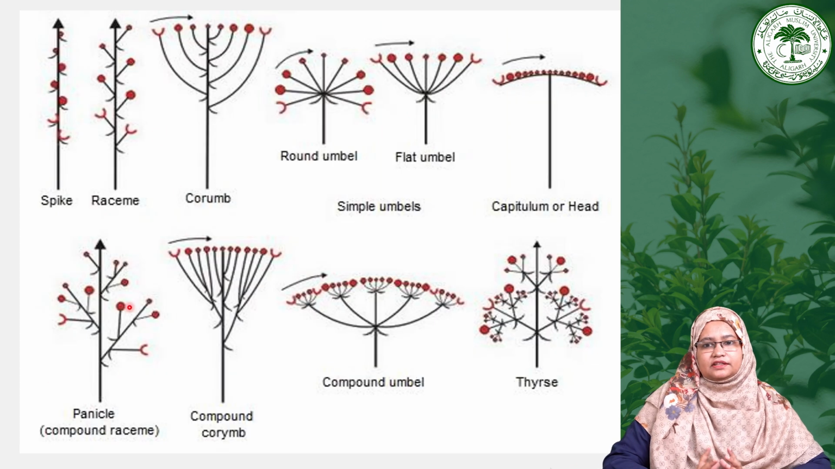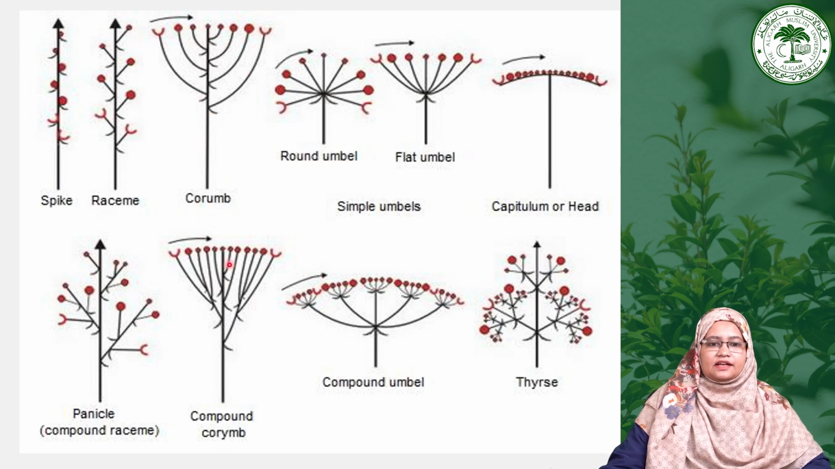And if we summarize all the racemose types of inflorescence, these are the simple types and these are the compound. In the simple type, raceme is a pedicellate flower in which the older flowers are present at the base, and spike is similar but the flowers are sessile. And in corymb, the pedicel of the flower stalk differs, so the older flower has the longer stalk and the younger flower has the shortest stalk, that's why they create a flat structure, and that way it is called corymb.